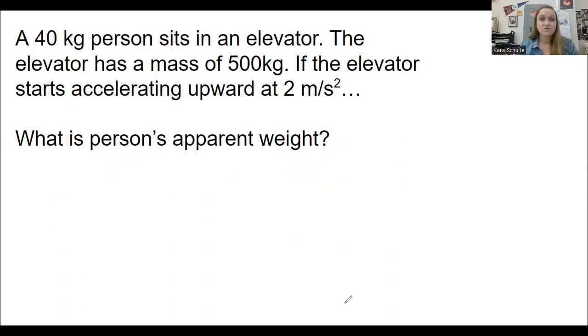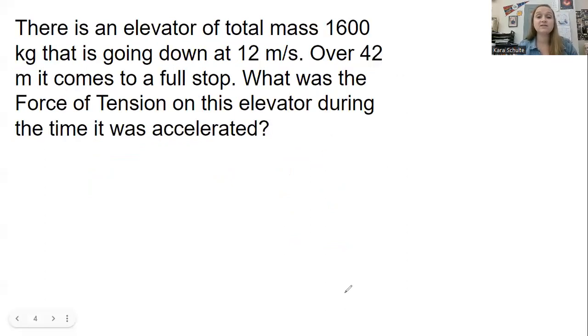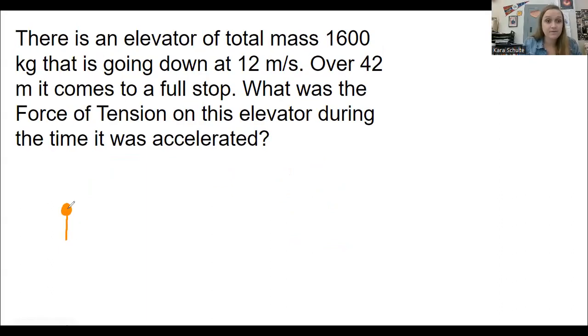All right, let's keep looking at this idea. I've got another example. Now there's an elevator with a total mass of 1,600 kilograms. It's going down at 12 meters per second. Over 42 meters, it comes to a full stop. We want to know what the force of tension on the elevator was during this event. So we're not looking at the person inside the elevator now. We're looking at the elevator as a whole. So my system is the entire elevator. We still have a gravitational force downwards, and we have a tension force upwards. We want to know what the tension on the elevator was as it was accelerated.